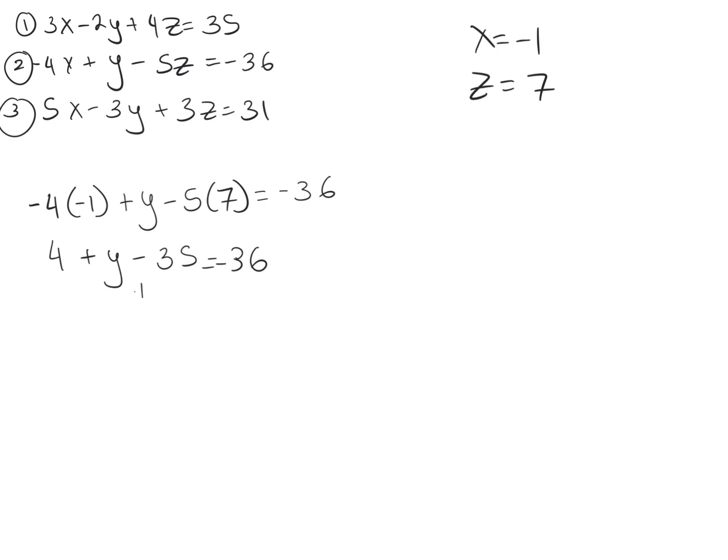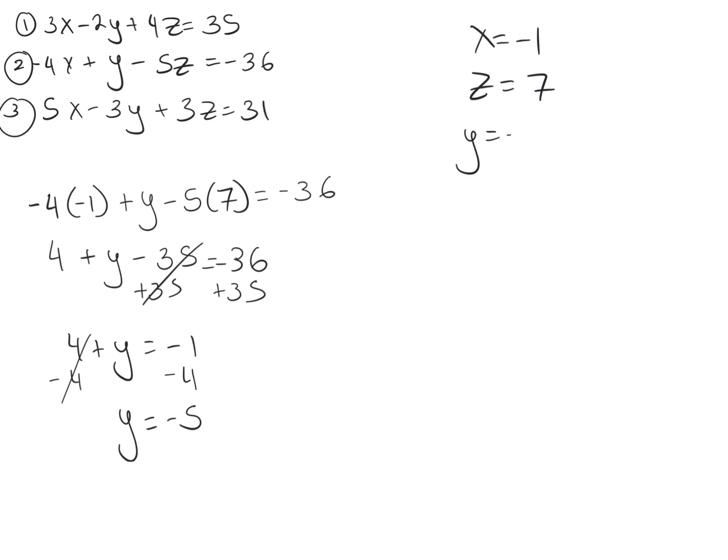Now I'm going to go ahead and add the 35. It's going to be 4 plus y equals -1. I will subtract the 4, and we get y is equal to -5. So you have your x, your y, and your z.